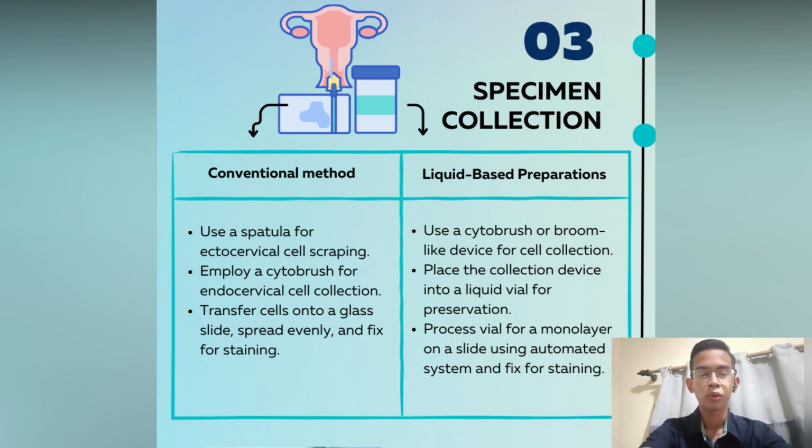The vial is processed to produce a monolayer of cells on the slide using automated technologies. The slide is then fixed and dyed, which improves the visibility of the cellular morphology. A thorough investigation of cellular architecture can be obtained through the subsequent microscopic examination at the end.